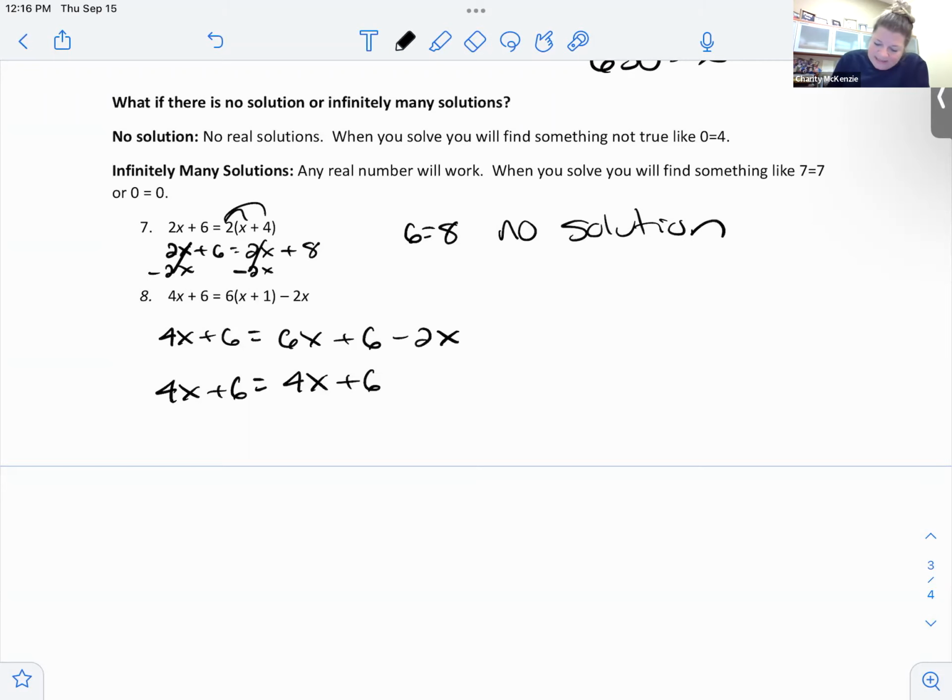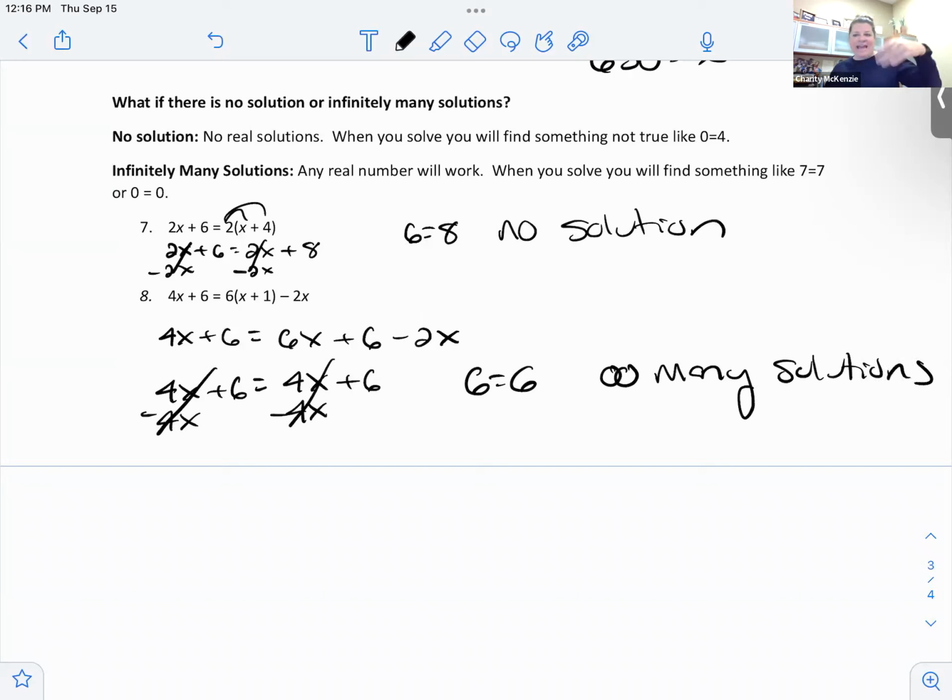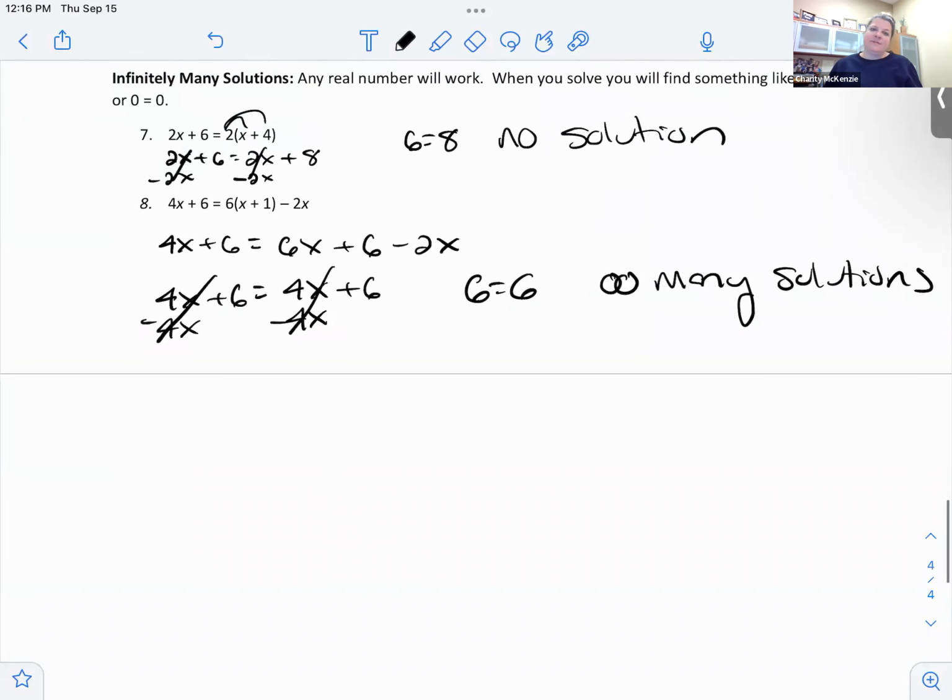Okay, so let's look at what we do here. If we're just moving along, the process says, okay, minus 4x for both sides, and they disappear, and I have 6 equals 6, which is true. So then I have many solutions or infinitely many. There's a symbol for infinitely many solutions. It's probably A and B on your homework, and you pick B if it has infinitely many or A if it has no solutions.